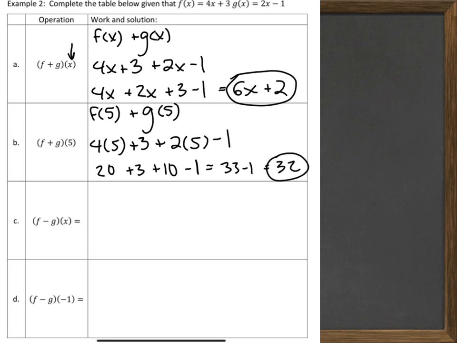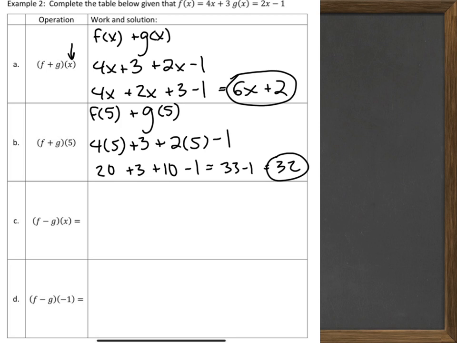Again, remember, since there's an x here, it's symbolic, so x should be in our answer. Because this is a number, our final answer should be a number. If you're given a value of x and somehow your final answer still has an x in it, you did something wrong.